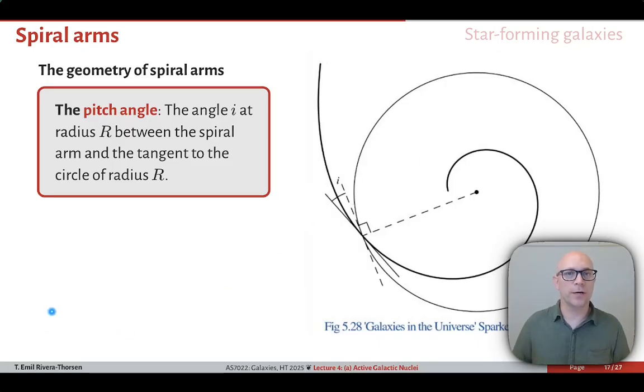The geometry of the spiral arms is defined by what we call the pitch angle. This is the angle at a radius r between the spiral arm and the tangent to the circle of radius r.